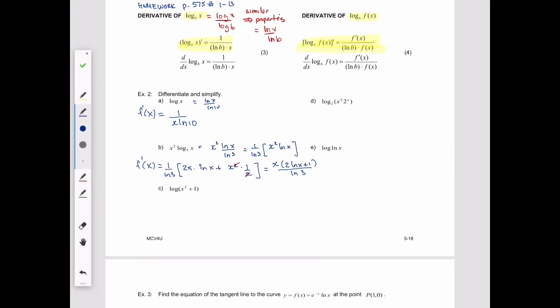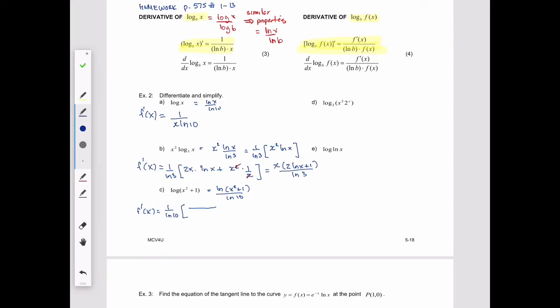And let's try C. So for C, that's the same thing as saying, really, the ln of x squared plus 1 over the ln of base 10. All right, so now if I take its derivative, the 1 over ln of 10 comes out, and we take the derivative of the x squared plus 1. So I know it's going to be 1 over x squared plus 1 times the derivative of x squared plus 1, which is going to be 2x.